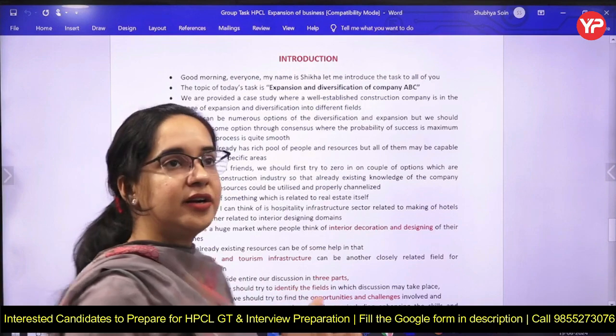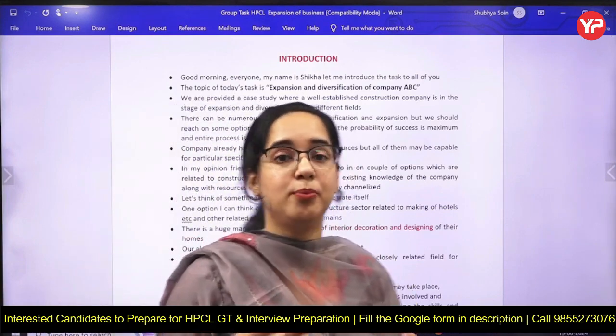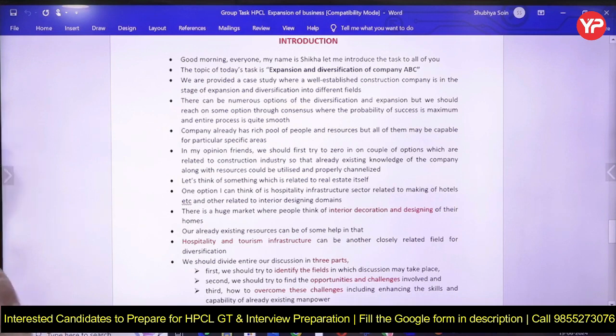You don't have to read it out. You just have to explain the important pointers. My name is this, and let me introduce you all to the task of today's group task.